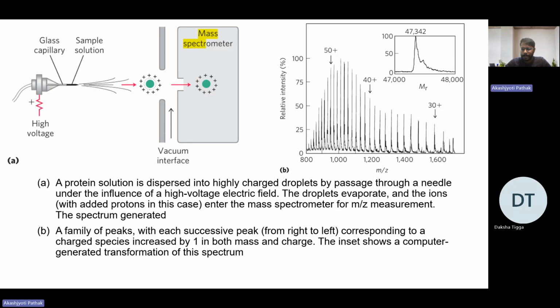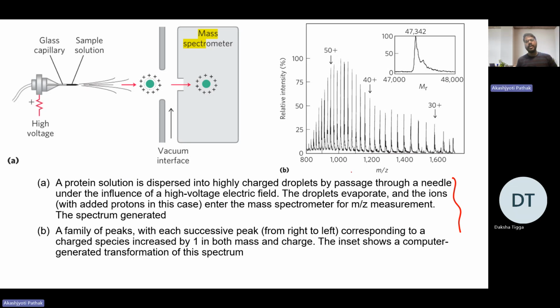Is it clear? You can read this as well. The figure caption: the protein solution is dispersed into highly charged droplets by passage through a needle under the influence of a high voltage electric field. Once it gets positively charged, it will move towards the cathode, and then the droplets will evaporate as they pass through this vacuum chamber, and the ions with added protons enter the mass spectrometer for M/Z measurement.